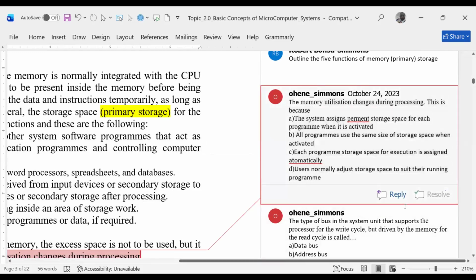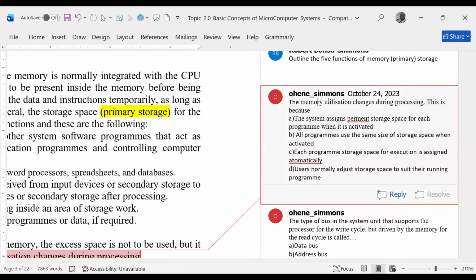Are you okay with this side? Yeah, so we are saying that, hello. I can hear you read. So you said we should outline the five functions of memory, primary storage. And you're saying that, I can't hear you. I can hear you now. Please, can you hear me? Yes, now it's better.